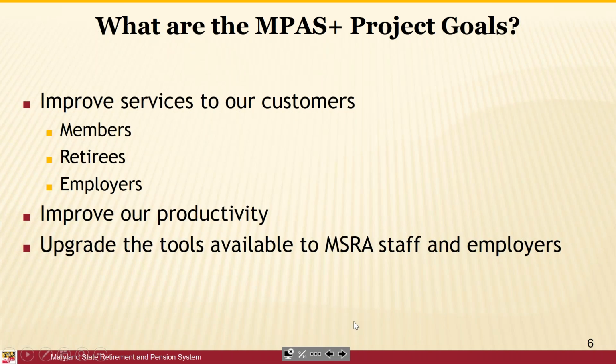I've stated this before, but we want to state it again. We want to improve our service to our customers. And our customers are members, retirees, and you as employers. You as employers are customers to us. So we want to improve the services that we are providing you. And through that better service, we will also be able to provide better service to members and retirees.